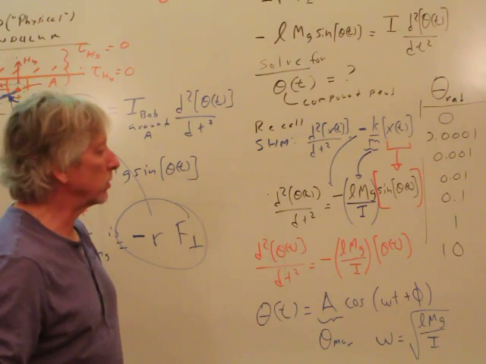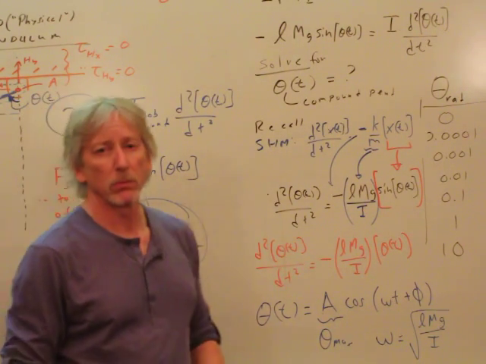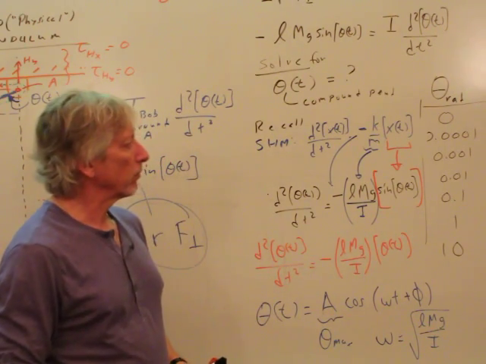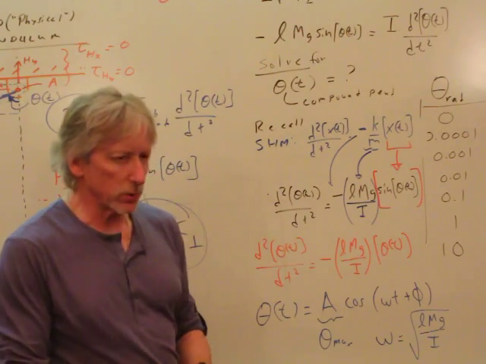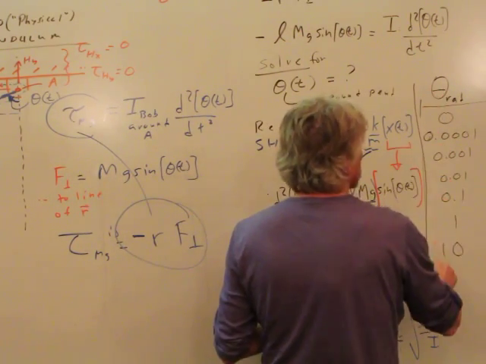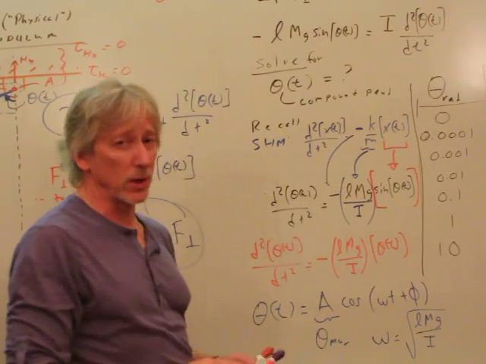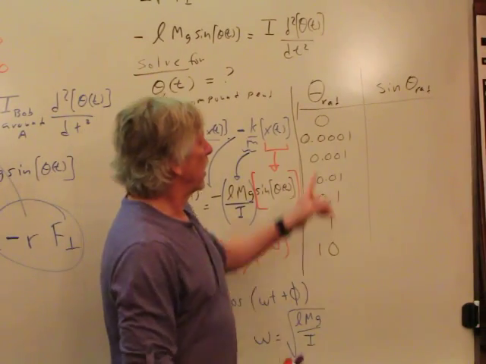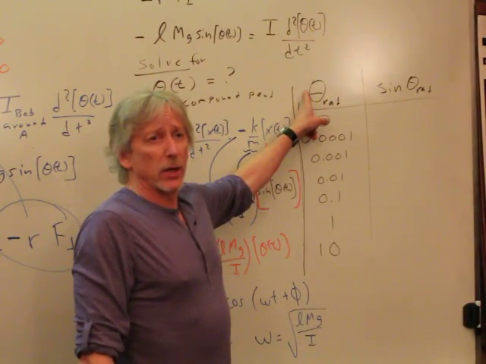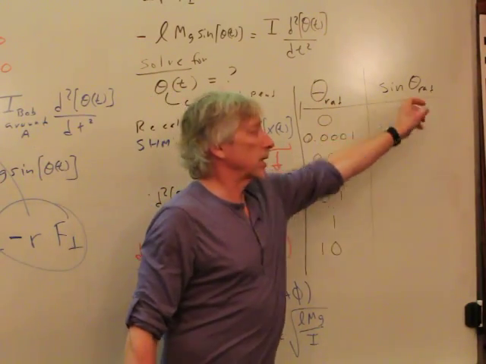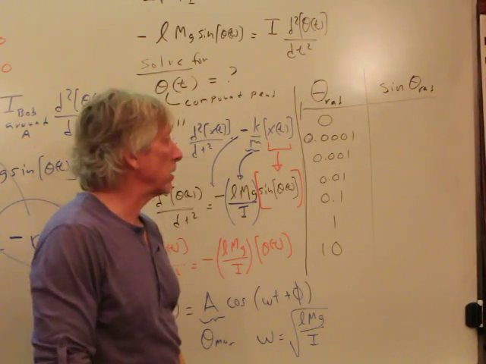But can I do that? Can I justify that? Yes, in the special case of small angles. And so what you really need to do is write up a table here of angles in radians. Try it in degrees and see how it fails. Okay, so put your calculator to radians, put in 0, get the sine of that.